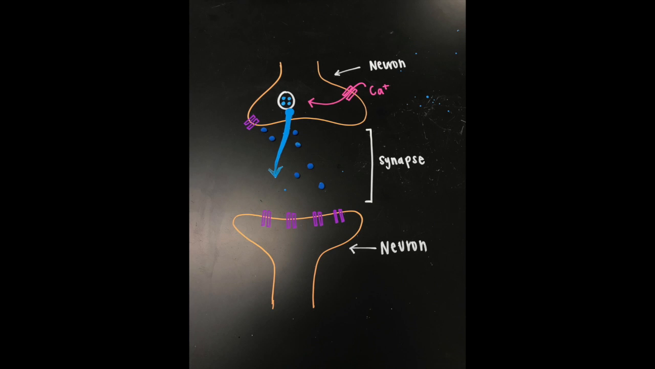The neuromuscular junction is the name of the place where the motor neuron reaches a muscle cell. Electrical signals in muscles cause contraction and movement.